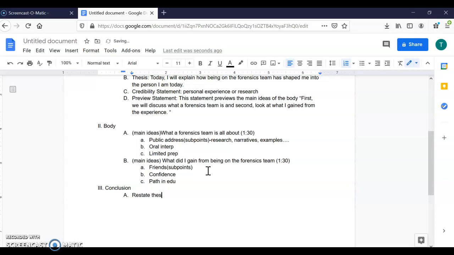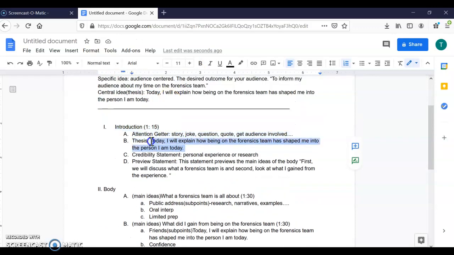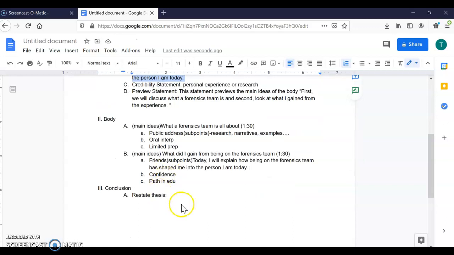So you're going to restate your thesis, so you can just copy and paste from your introduction. You want to change the tense. Today I will explain becomes today I have explained about. Definitely go through and proofread and make this very professional. I'm doing this in a quick video here because I only have so much time.